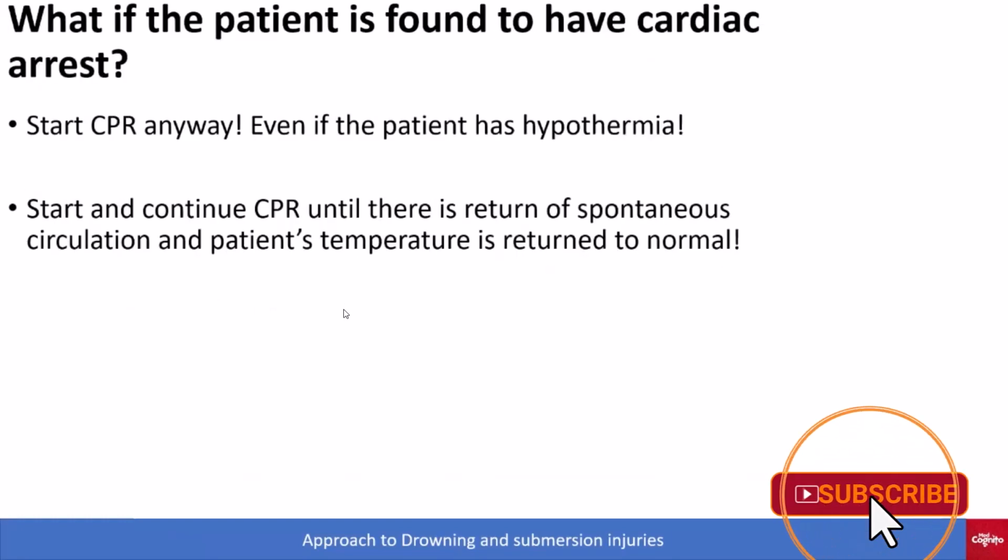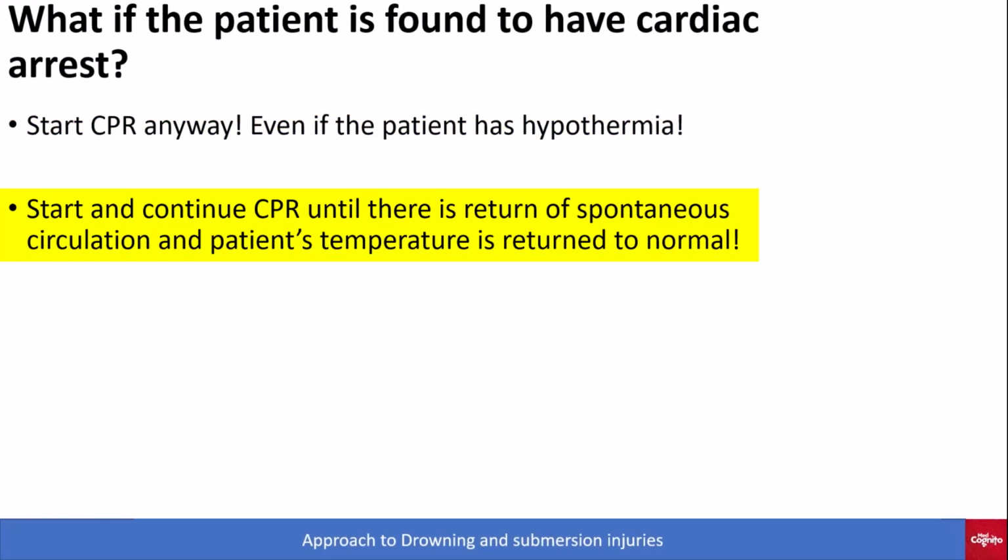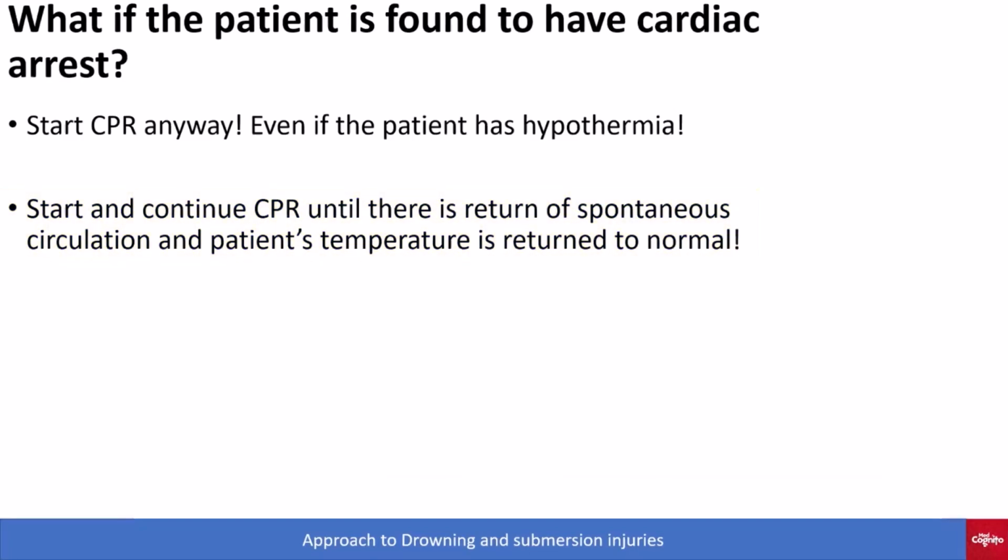What about cardiac arrest in a patient with drowning? You have to start CPR, cardiopulmonary resuscitation, right away, even if the patient's temperature is low. As you do CPR, you cover the patient and start putting in measures so the patient's temperature can come up again. So if the patient is found to have cardiac arrest, continue cardiopulmonary resuscitation while you try to warm the patient up.